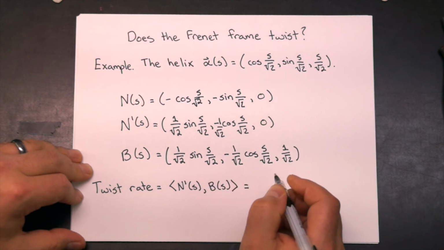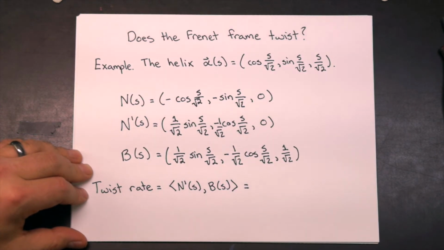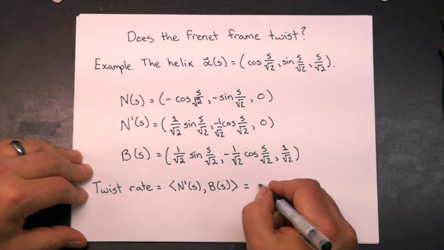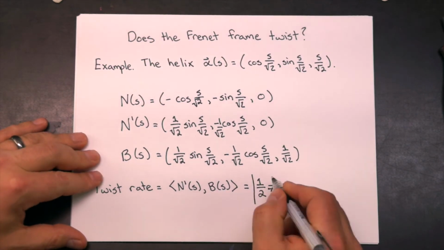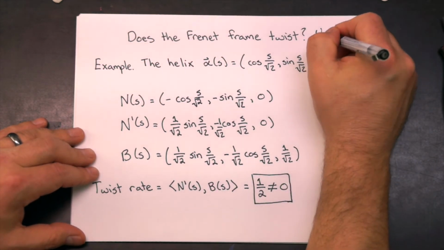This is important enough that I'm going to pause the video for a few seconds and let you work out the answer to this on your own, either in your head or on a piece of paper. Ready to go on? That's good. So we see that the twist rate is actually 1/2, a constant that's not equal to 0.